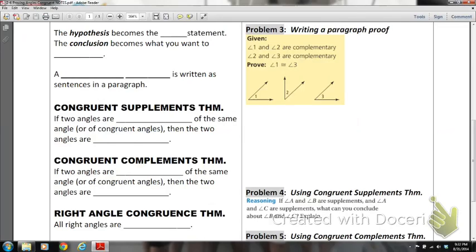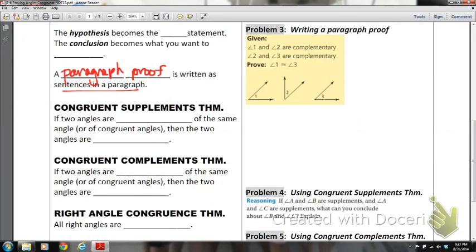The next definition is a paragraph proof. So a paragraph proof is just another kind of proof. The first proof that you've used is a two-column proof. This is a different kind of proof called a paragraph proof, and it's written as sentences in a paragraph. And we're going to look at an example of that in a minute. First, let's look at these four theorems below.